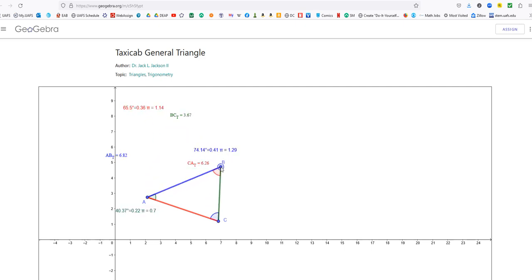So I have to just play around with this a little bit and see if we can find one where we have a bigger angle. So what do we have here? 46 degrees.